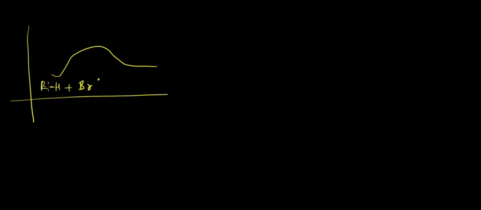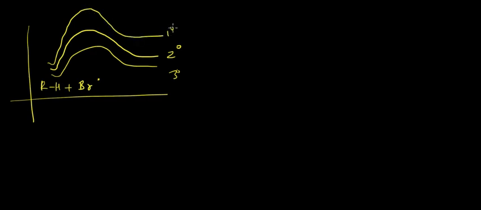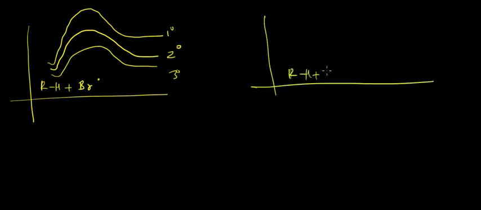If R is a tertiary carbon atom, meaning the carbon atom which is directly attached to the hydrogen atom is tertiary, then we have this energy graph, and if it's secondary then we will have something like this, and if it's primary then we will have this. But let's see the RDS for comparing RH with Cl dot.